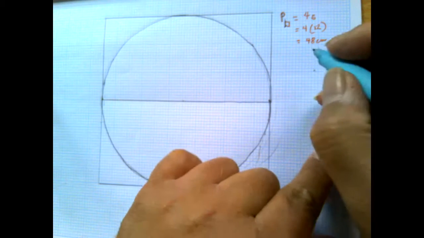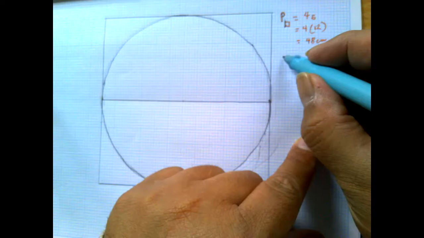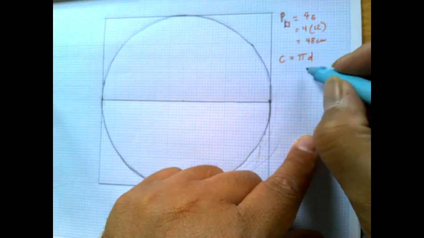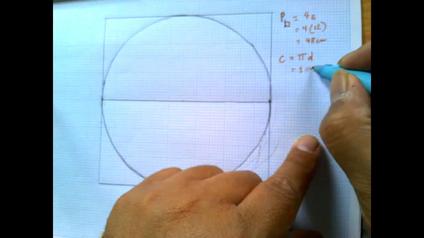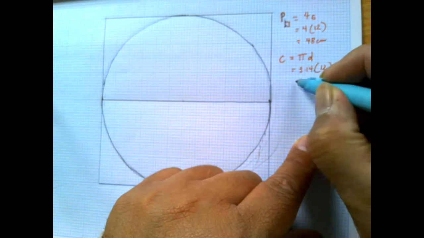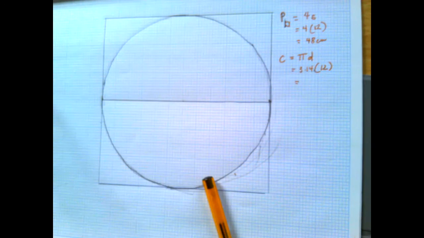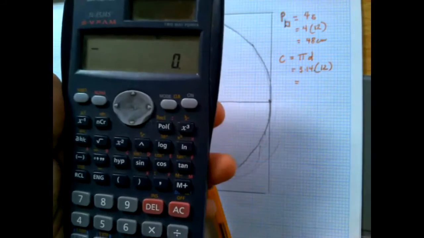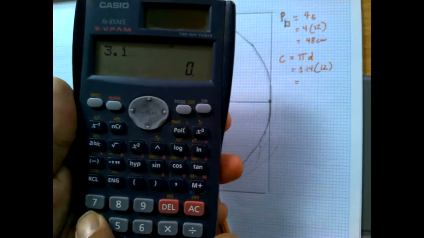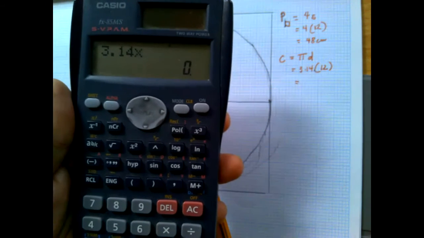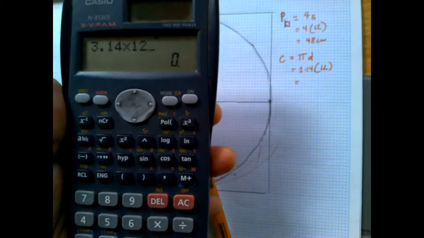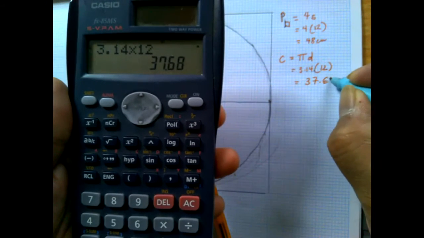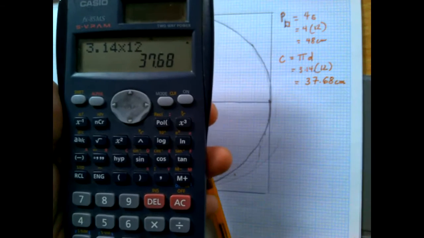And what's the perimeter of the circle? Well, we call that the circumference, which is really pi d. And it will be 3.14 times 12, which is the diameter. And here's the help from our lovely calculator. So 3.14 times 12 is 37.68 centimeters.